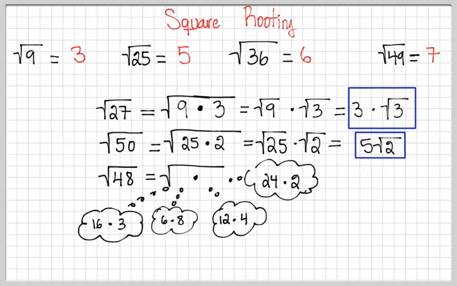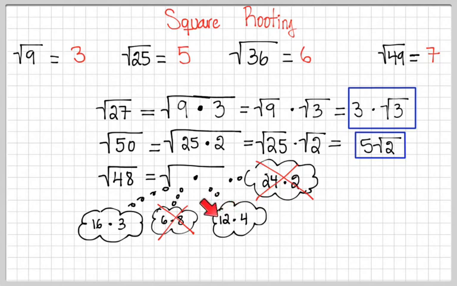Okay, so now let's look at all these factors. I'm looking at all these factors here and seeing if I can see any perfect squares. 24 is not a perfect square because nothing times itself gives me 24. 2 is not a perfect square because nothing times itself gives me 2. So these guys are gone. 6 is not a perfect square because nothing times itself gives me 6. 8 is not a perfect square because nothing times itself gives me 8. So these are gone. So now we're left with either 16 times 3 or 12 times 4.